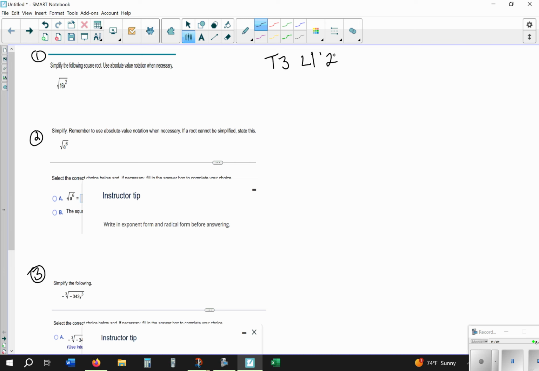So part of this one was that I saw when I looked at your work was failure to read directions or follow directions. So simplify the following square root, use absolute value notation when necessary. And the pop-up, which I didn't copy on this one, specifically said you had to follow the notes. And so the notes said that you needed to write this as a quantity square.